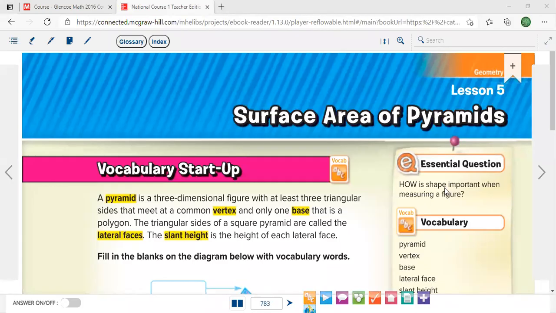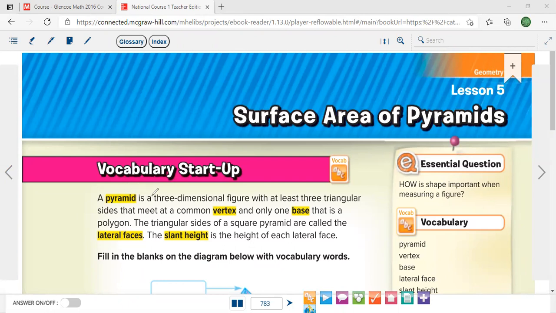In chapter 10, lesson number 5, surface area of a pyramid. What is a pyramid? What is its vertex and its base and its lateral faces and slant height? Let's read this text together.